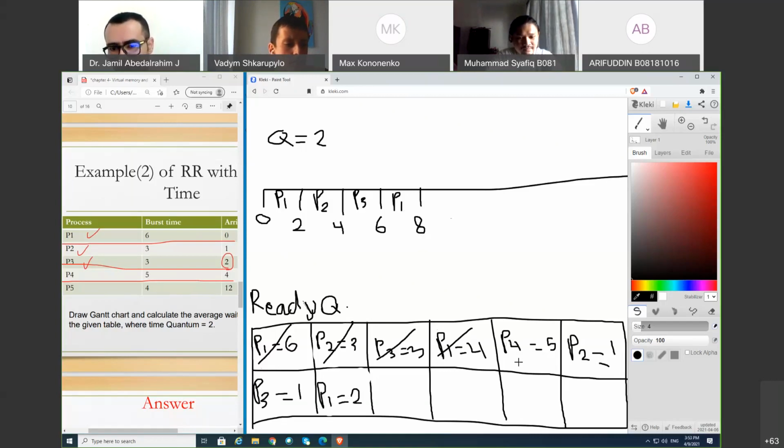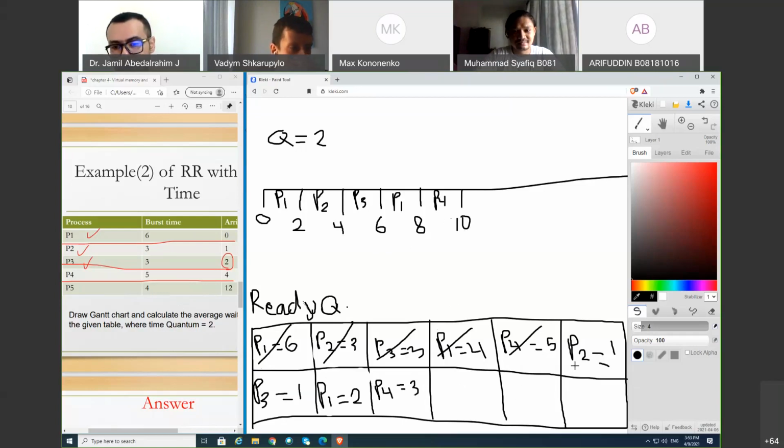So next, we are processing P4. P4 until 10. At 10 units, is there any new process ready to enter the memory? There is no one. We continue our process. Then we write down P4 equal to 3.